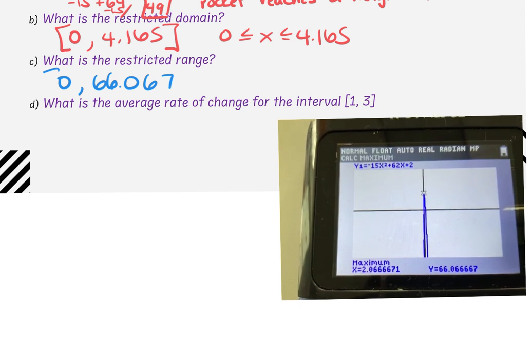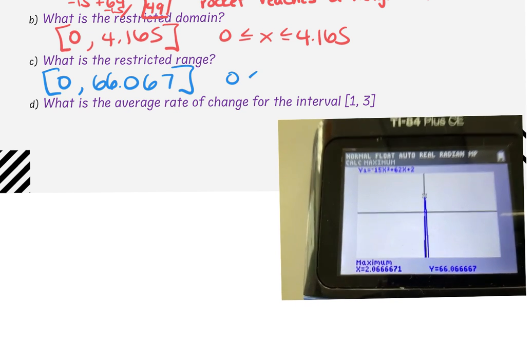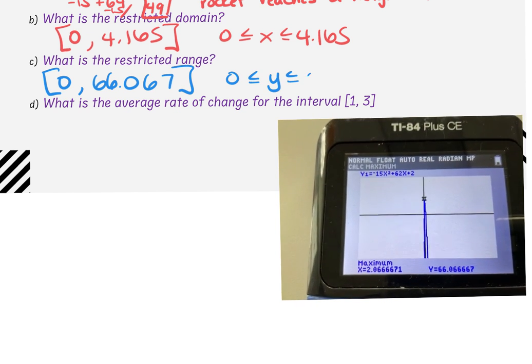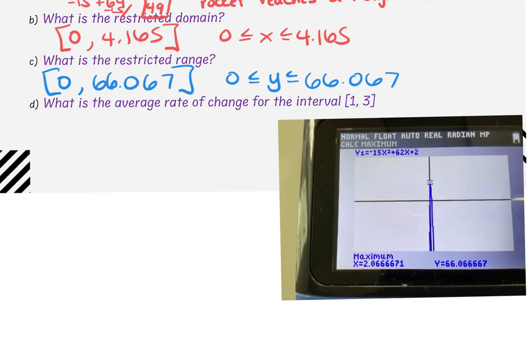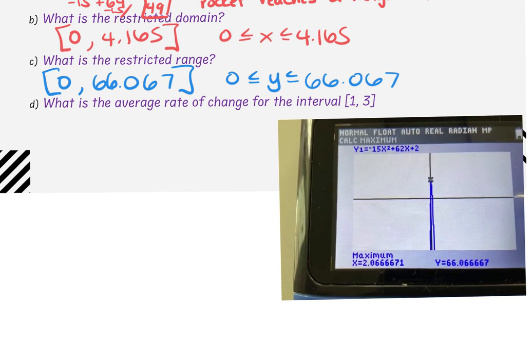So my range goes from 66 point... I didn't make this up. This is the notes from last year. Okay, that would be my restricted range, 0 less than or equal to y, which is less than or equal to 66.067. If you look back on last year's video, it's the same numbers. Questions on that? No.